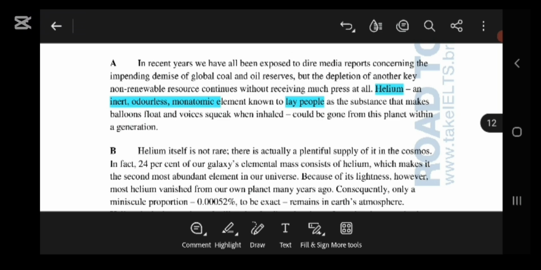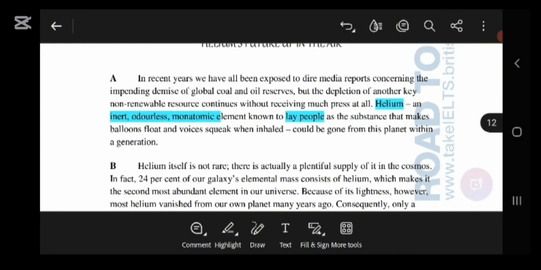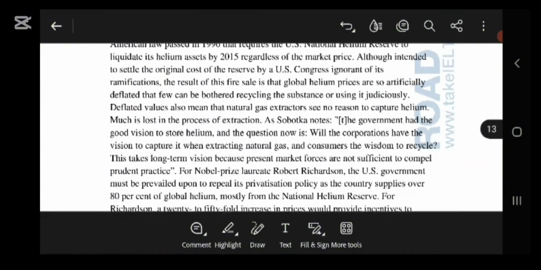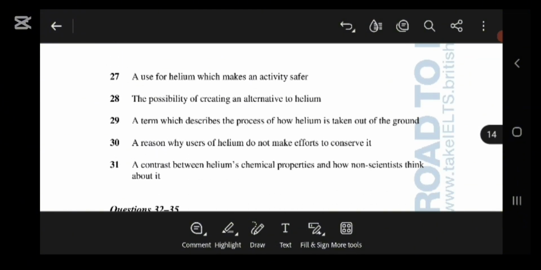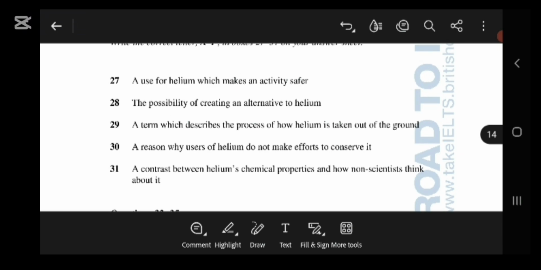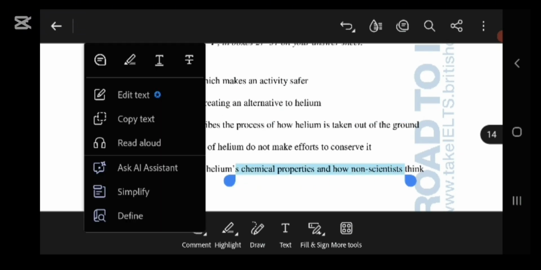So of course we can see the contrast here, right? While helium is understood scientifically to be an inert, odorless, monatomic element, lay people think it is just a substance that inflates balloons and makes voices quake, right? So I think we have something for one of the questions. Yes, this is out of the way.